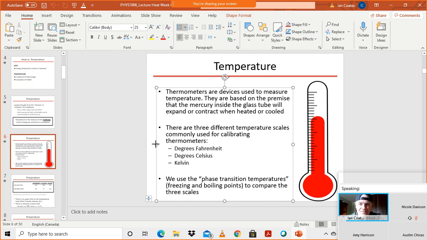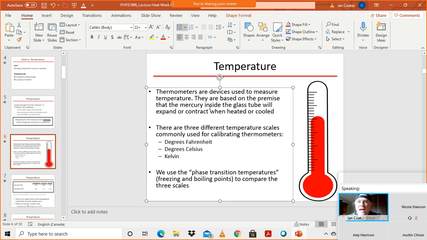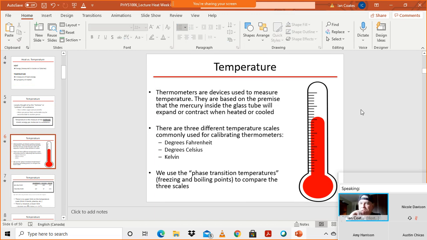Now, let's have a look here. Thermometers are devices used to measure temperature. They are based on the premise that the mercury inside the glass tube will expand or contract when heated or cooled. Interesting. Well, there's lots there.